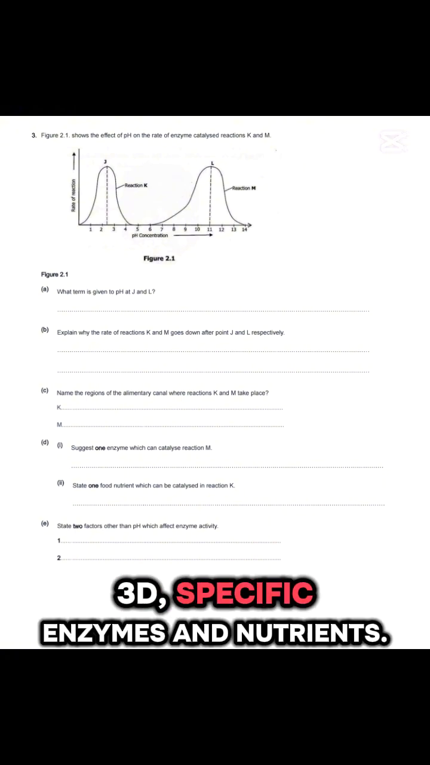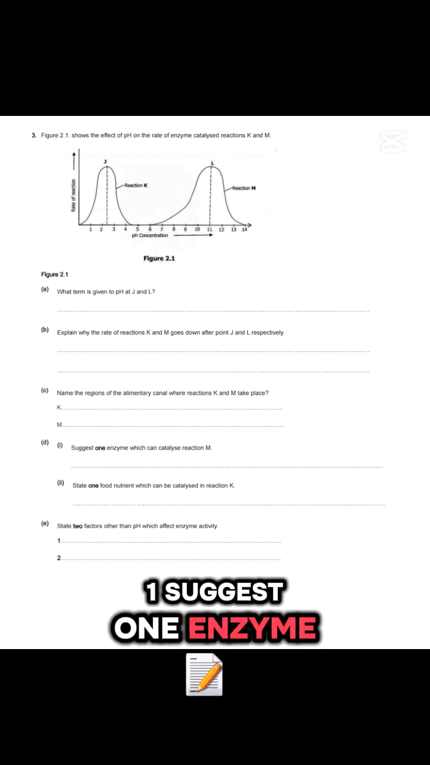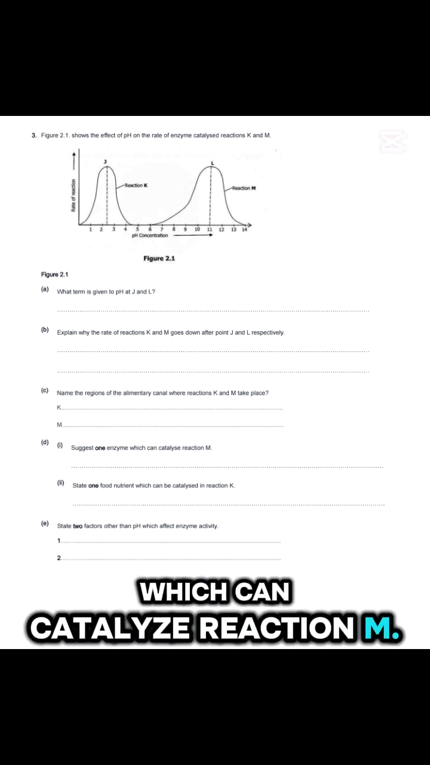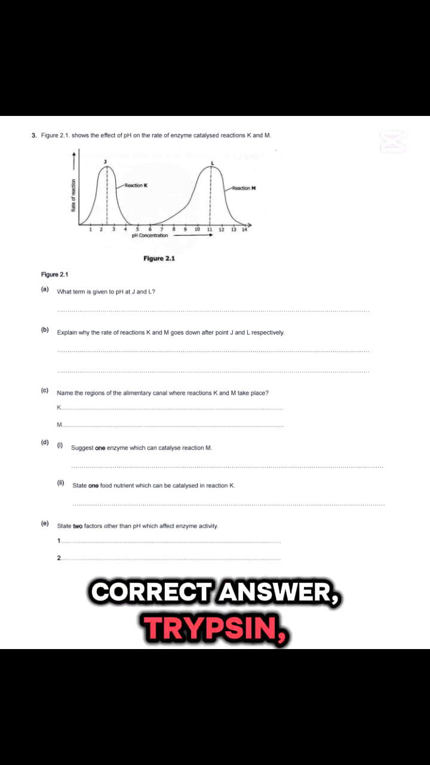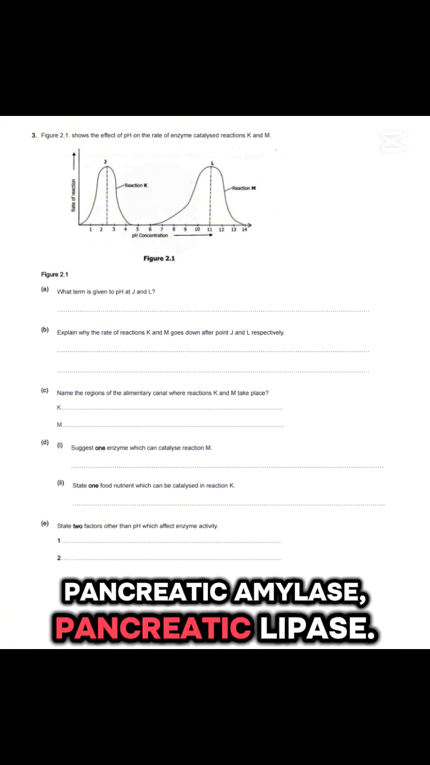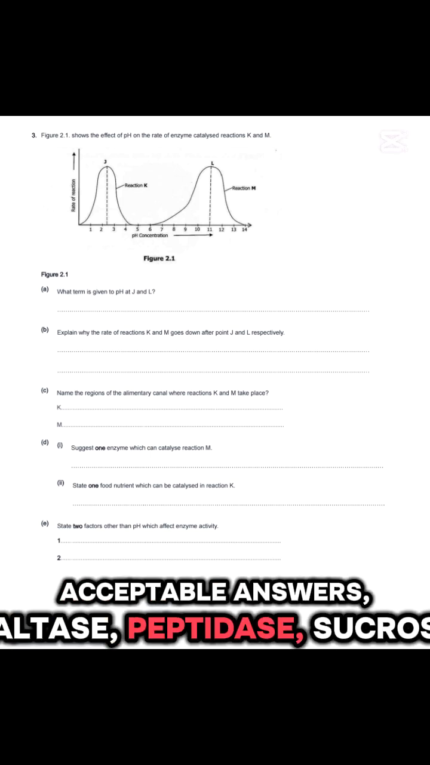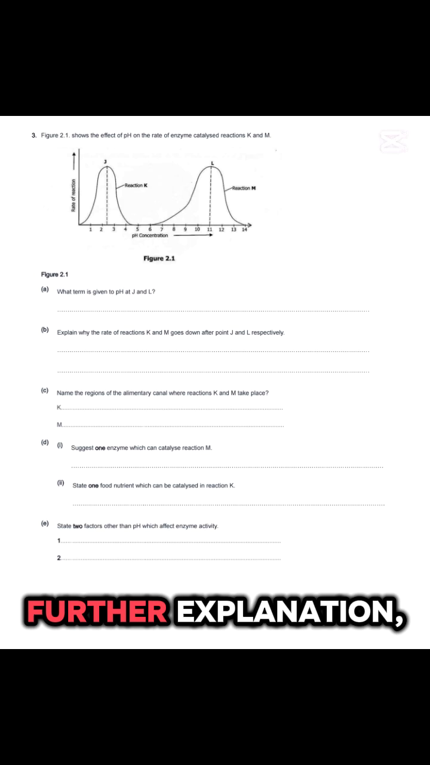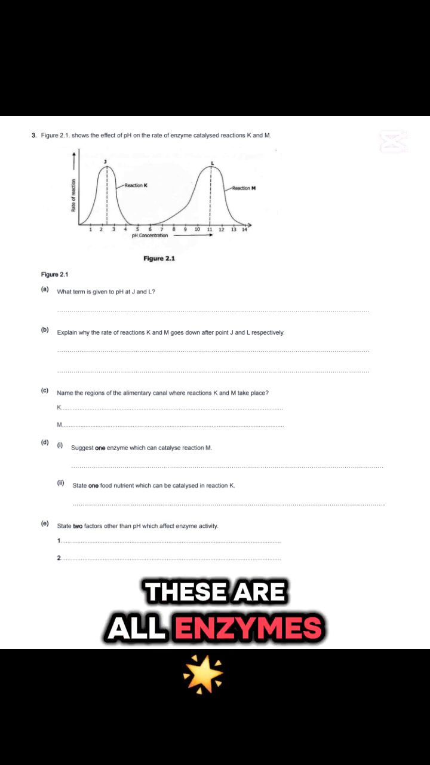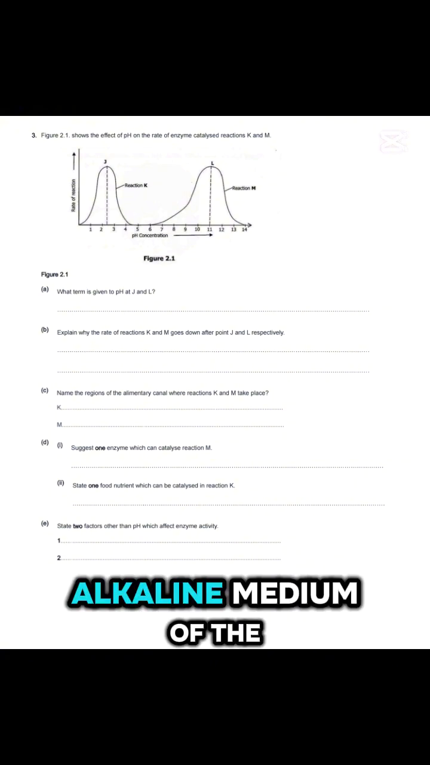3d. Specific enzymes and nutrients. 1. Suggest one enzyme which can catalyze reaction M. Correct answer: trypsin, pancreatic amylase, pancreatic lipase. Acceptable answers: maltase, peptidase, sucrase. Further explanation: these are all enzymes found in the pancreatic juice or intestinal juice that function within the alkaline medium of the small intestine.